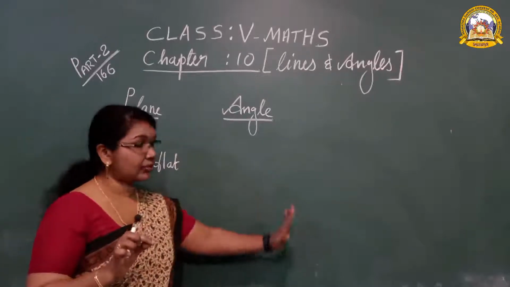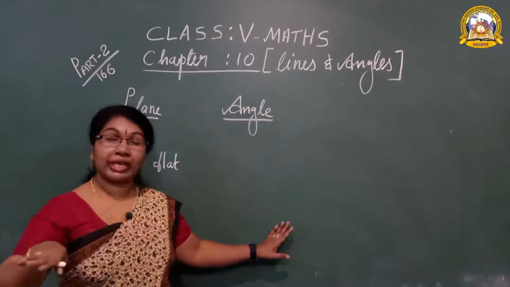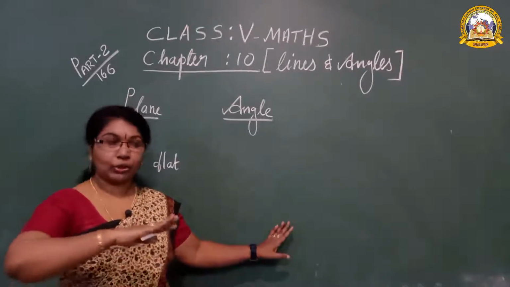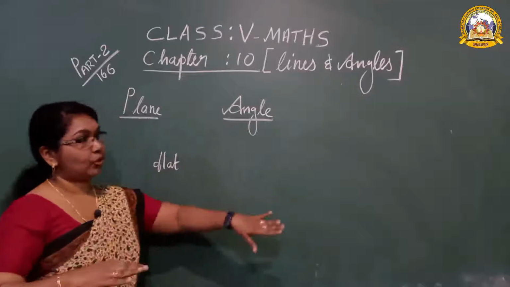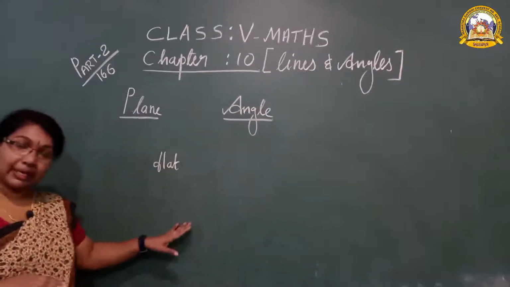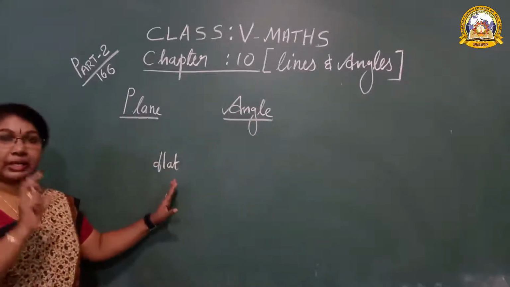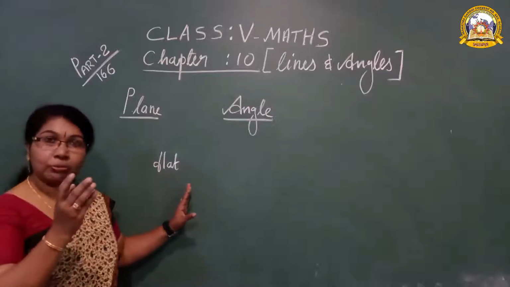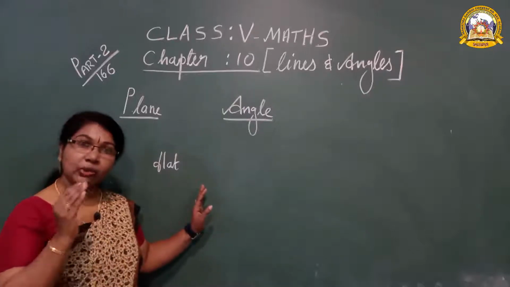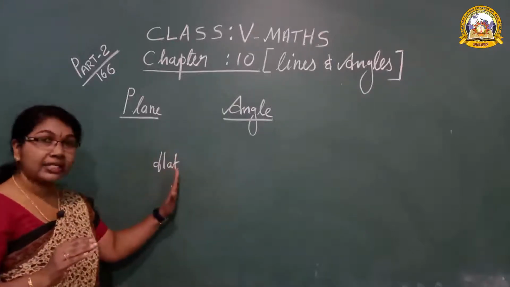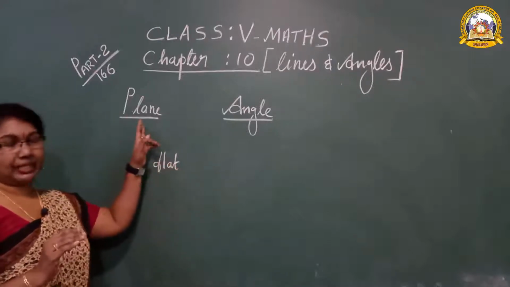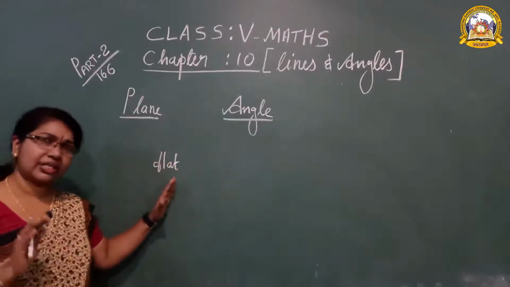A flat surface, for example, the top of a table, the top of a book, the blackboard or the wall. These are plane surfaces. And a ball or a globe are examples of curved surfaces. A flat surface is called a plane. You just have to understand what a plane is.